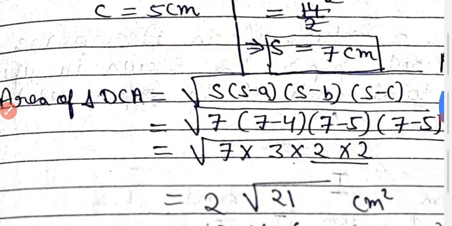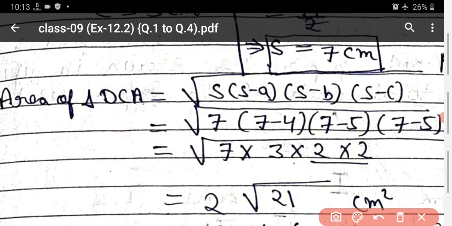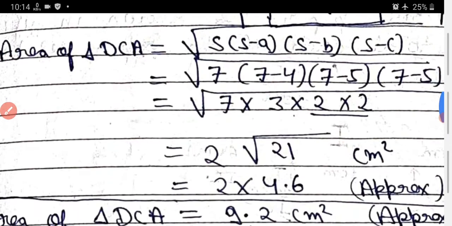Area is under root S, S minus A, S minus B, S minus C. Put the value of S, and the values of A, B and C. When you put them, you will get 7, 7 minus 4 is 3, 7 minus 5 is 2, 7 minus 5 is 2. So only 2 makes a pair.